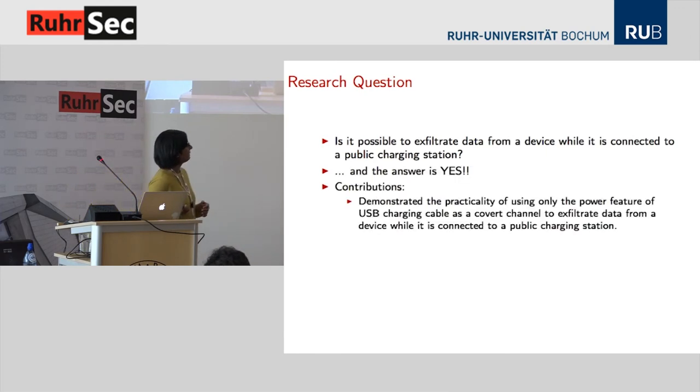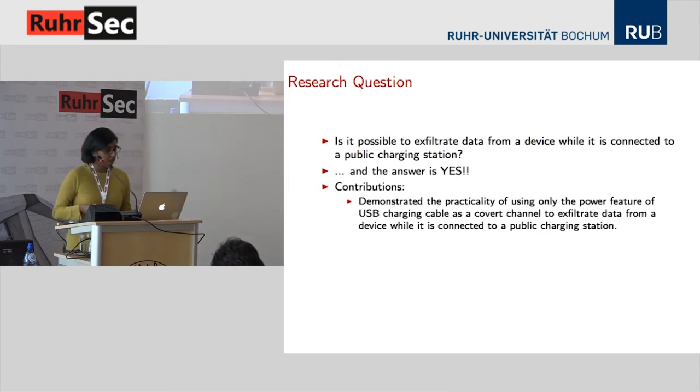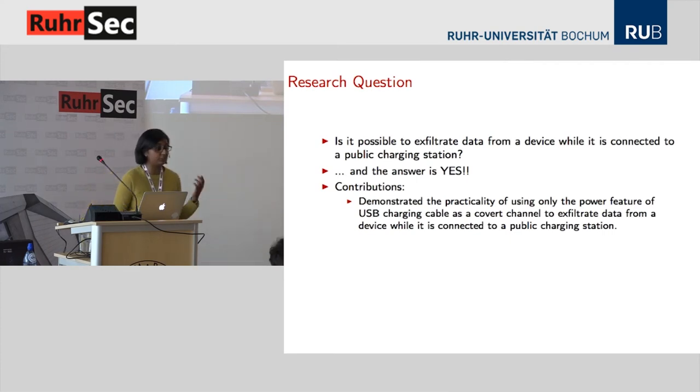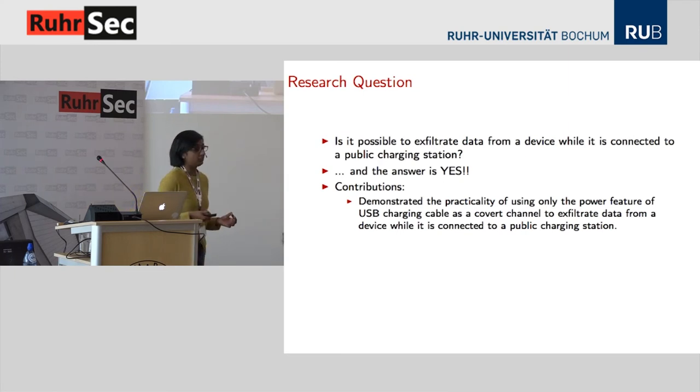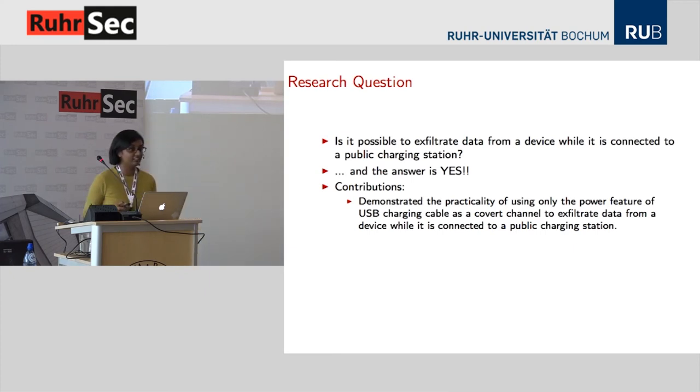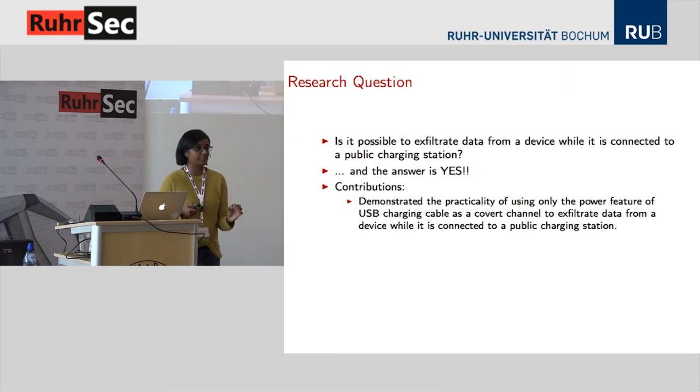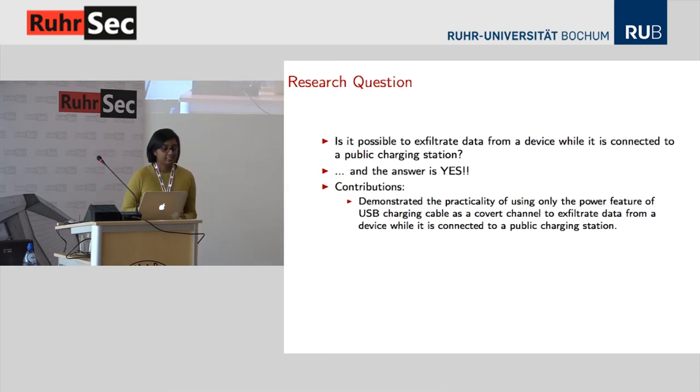So how did we do that? I will start with our contributions before giving more details about the attack. In order to perform the data exfiltration, what we used is the power feature of the USB charging cable. Irrespective of whether you cut the data pins in the charging cable, as long as the phone has current going through it from the USB cable, the attack works. So we showed that it is possible to use power bursts to exfiltrate data from the phone and then pass it on to the public charging station.